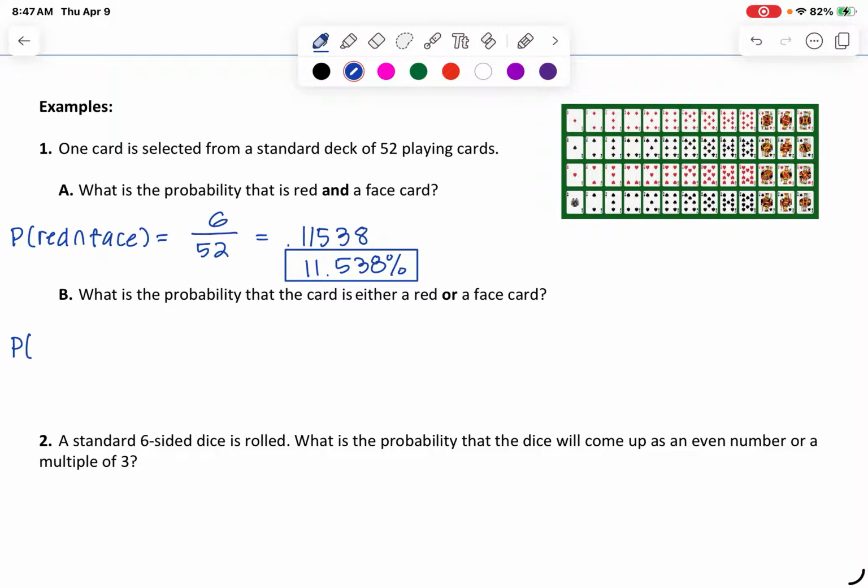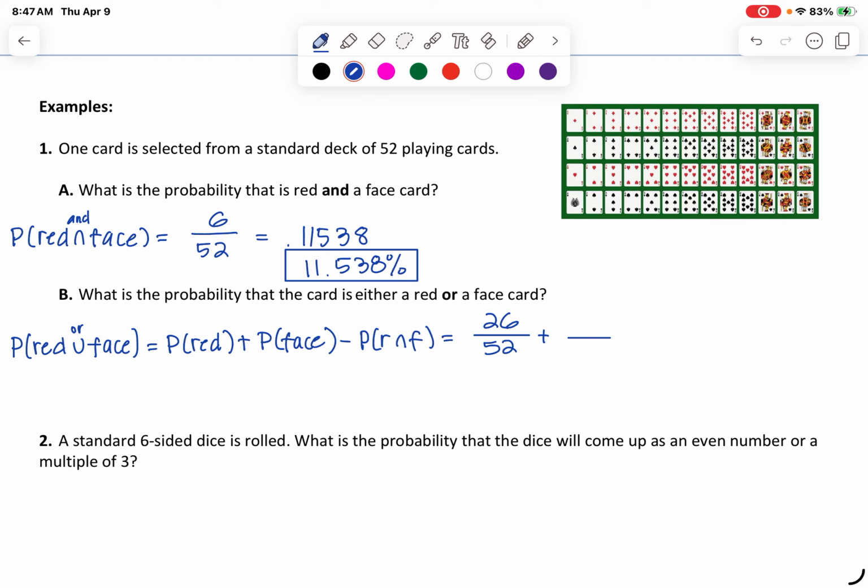So we're going to do the probability of red union face card, which is red or face card, and the previous one was and. To do that, we're going to take the probability that it is a red card, add the probability that it is a face card, and then subtract any red face cards. So the probability that you are going to choose a red card, that is half the deck. So out of 52, there's 26 of them.